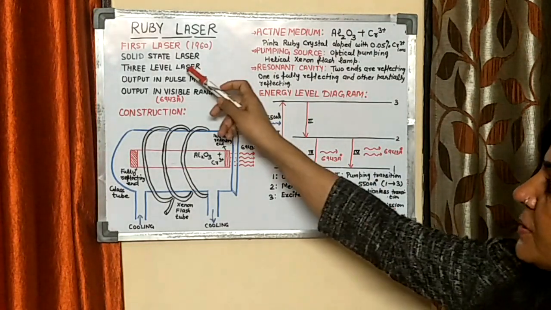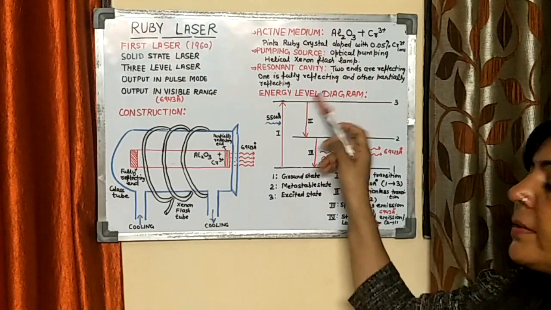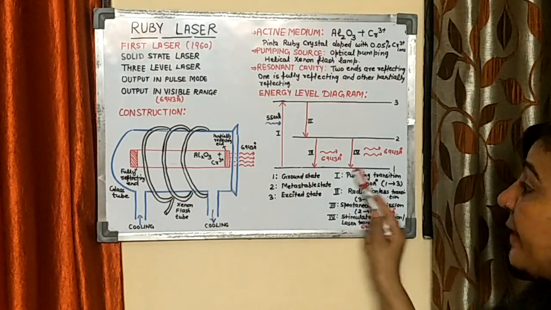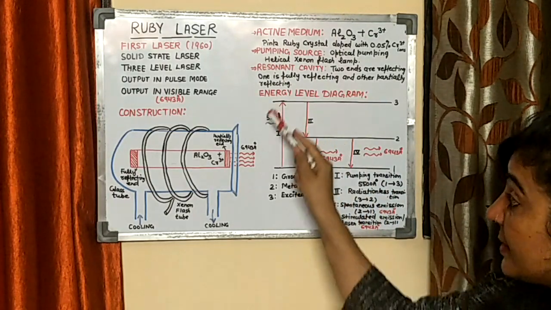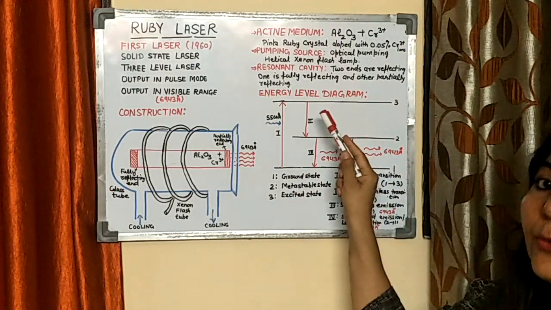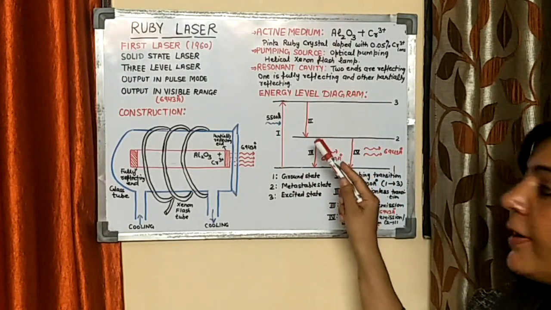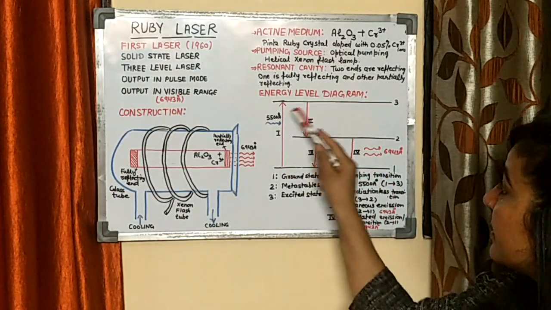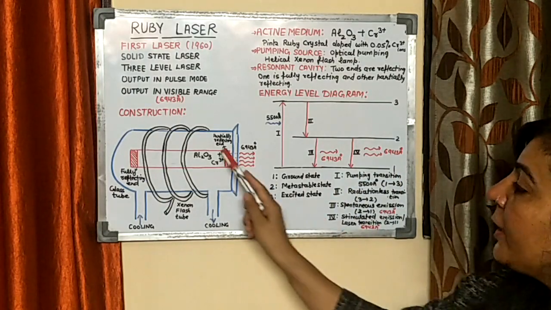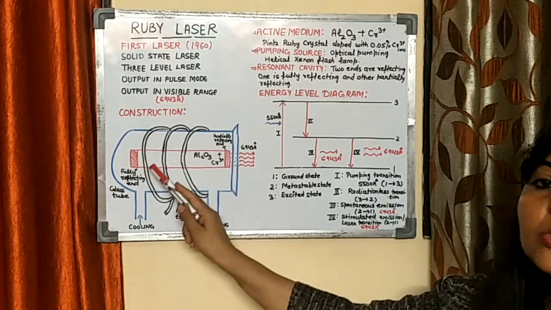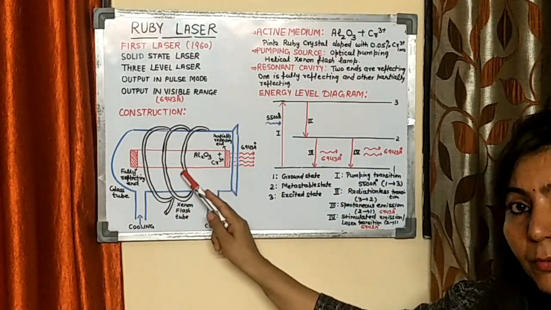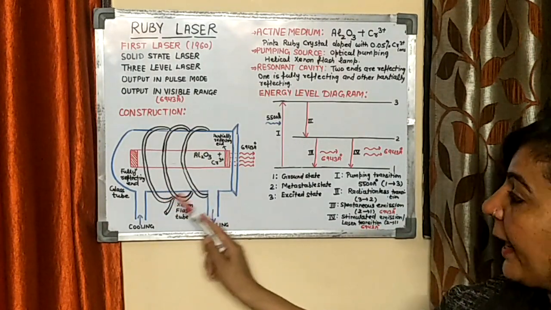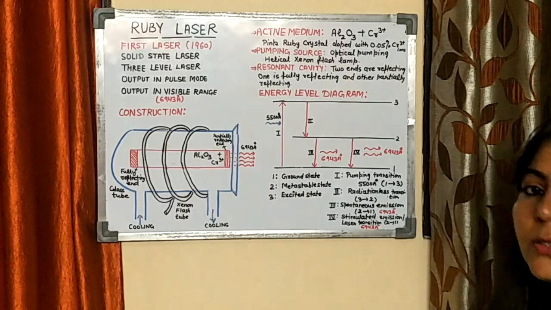As we have discussed here, this ruby laser is a 3-level laser. 3 energy states are participating. This one is the ground state, and this energy level diagram is basically for chromium ions because they are the active ions here. This is the ground state, this is the metastable state, and this is the excited state. Initially in this active medium, most of the chromium ions are present in the ground state. Now with the help of this helical xenon tube, light photons will strike over it.